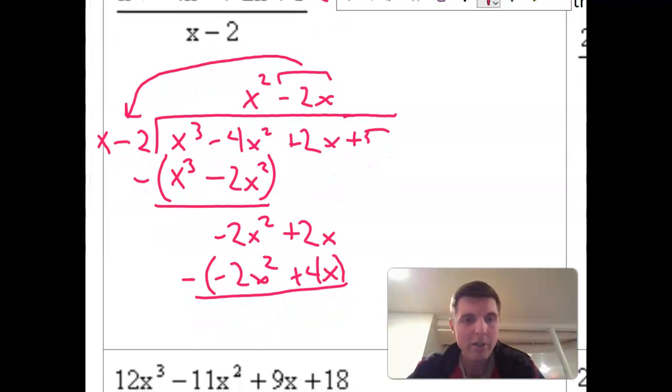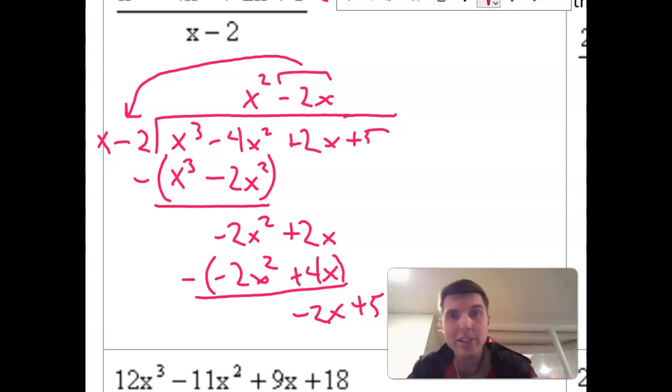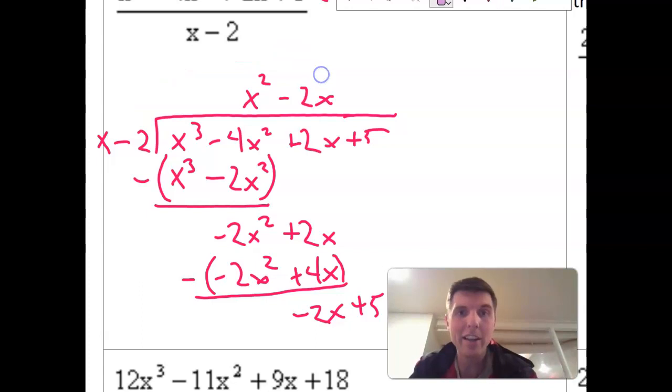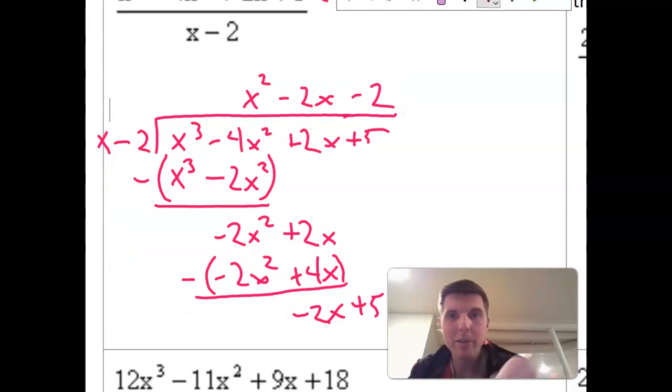And then our second term is 2 minus 4, so that's negative 2x. Bring down the 5. And then our last question, and we're getting there. I know this is kind of long. You'll get way faster and better. x times what gives you negative 2x? I think that's just negative 2. So just negative 2 goes up there on top.